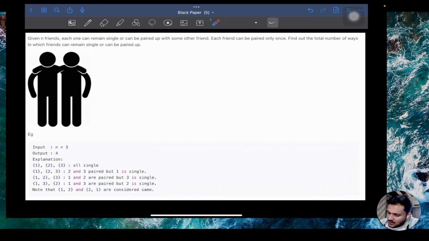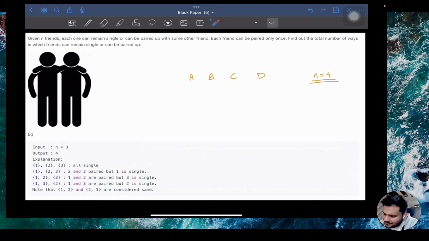So the problem says that given n friends, each one can remain single or can be paired up with some other friend. So there are n friends who are there together. For example, A, B, C, D, right? So here n is equals to 4. So there are 4 friends, for example.